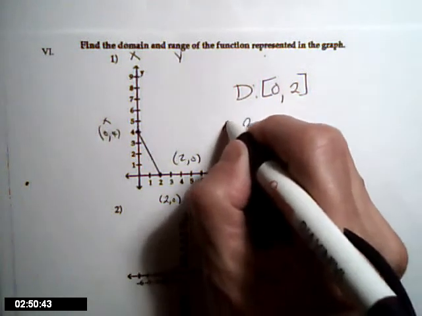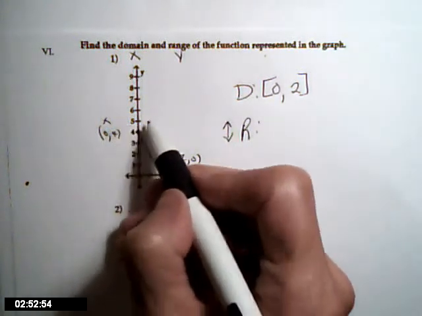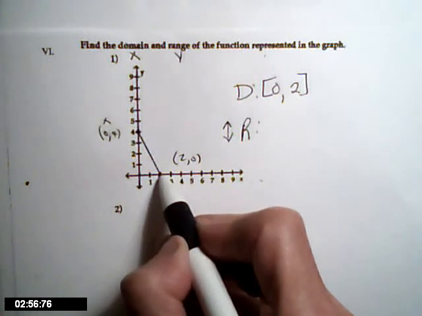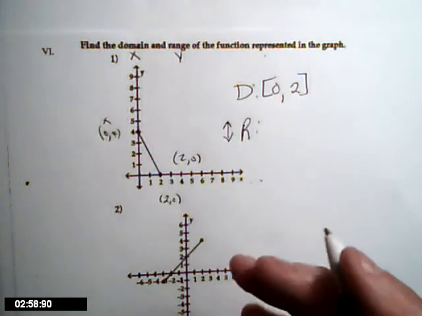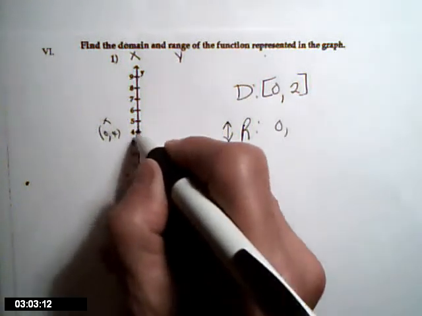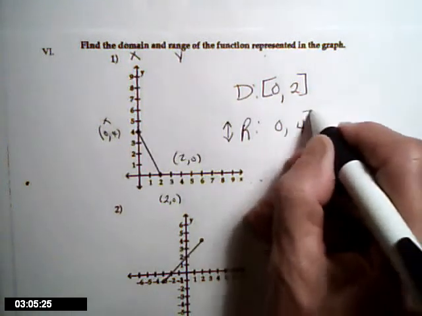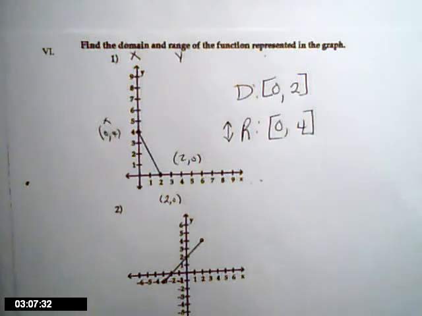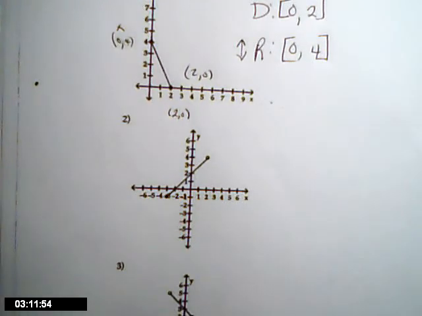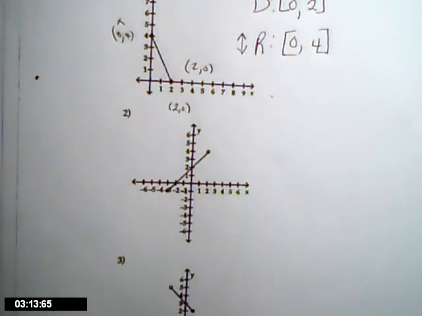Range, now this is an up-down movement. It goes as high as this y and as low as this y. And we always go from bottom or low to high. So the lowest y is 0 and the highest y is 4. And it touches those points, so we put brackets. Now remember, x is domain, range is y.